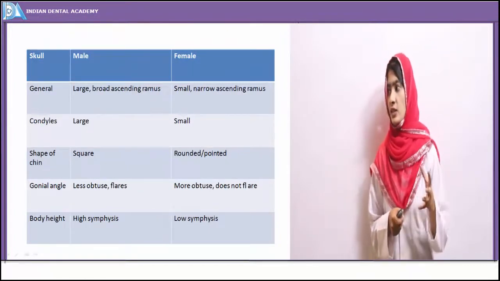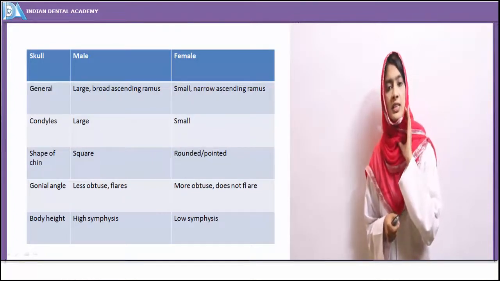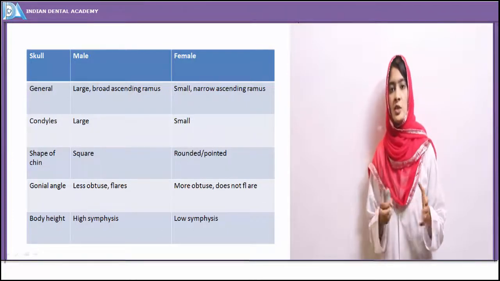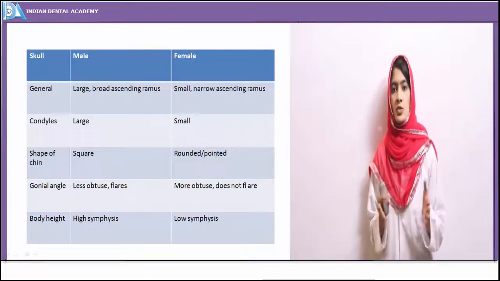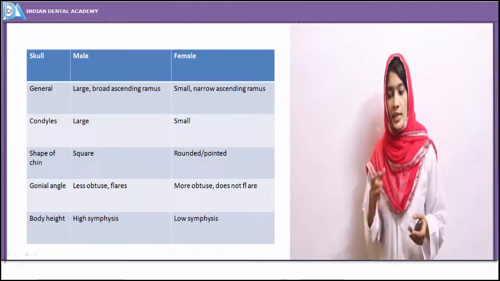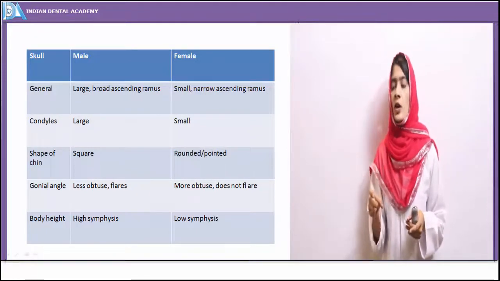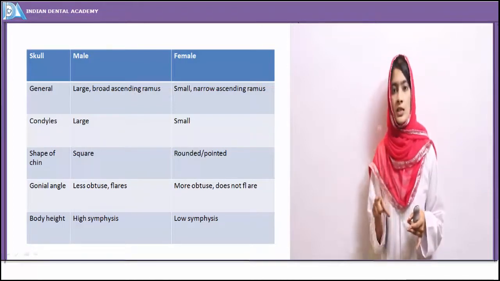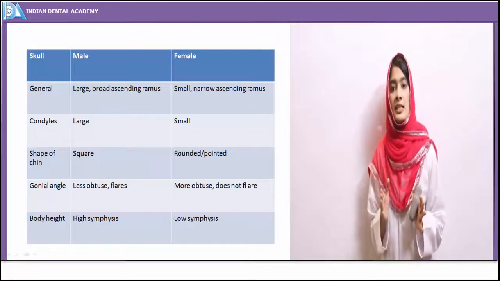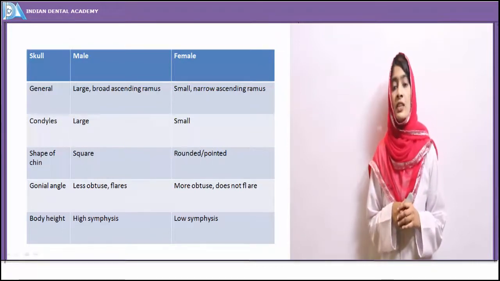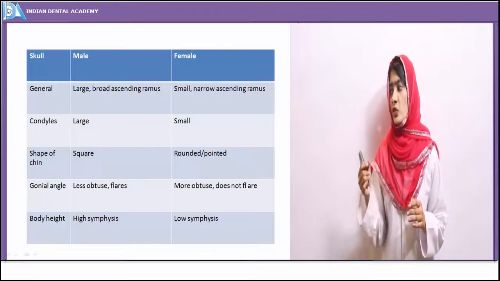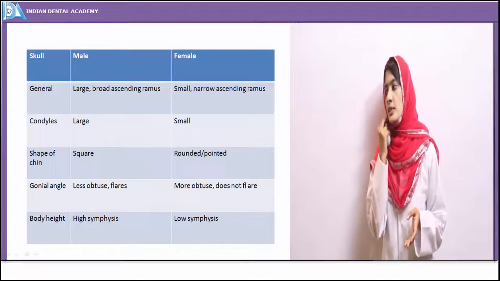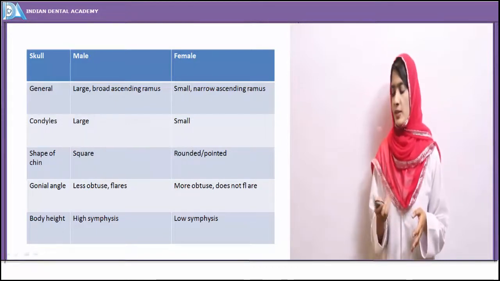Now we'll see the individual features specifically involving the maxillary and the mandibular bone. Now if you see the ascending ramus, in case of males it is very large and broad, and in case of females it is small and narrow. And the condyles are very large in males and small in females. And the shape of the chin, in males it is square shaped, and in females it is rounded. And even the gonial angle, the mandibular angle, is relatively more obtuse in case of females when compared to males. And the angular height of the mandible is low in case of females.